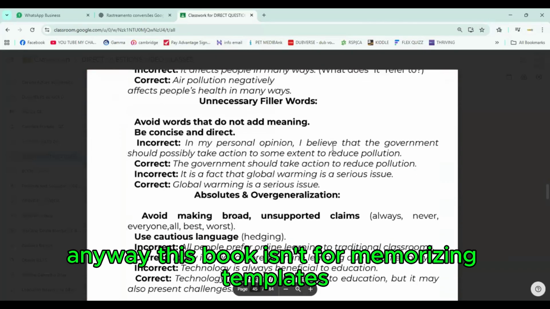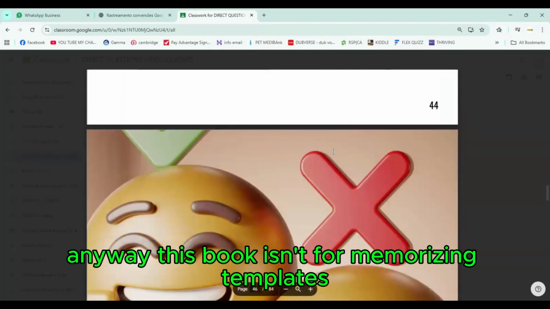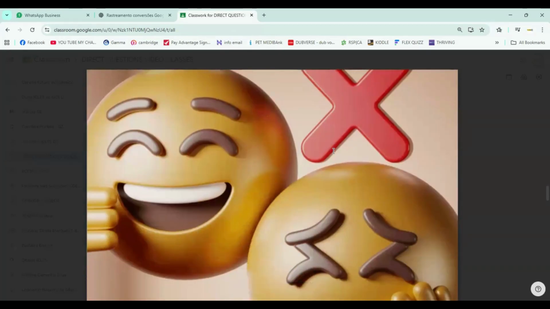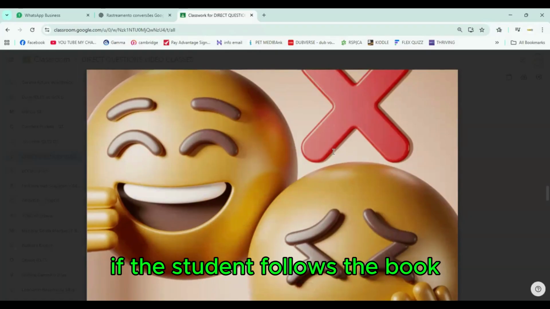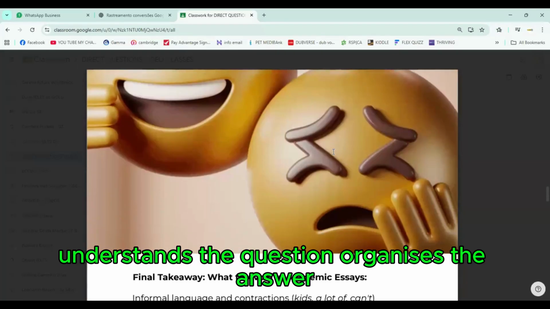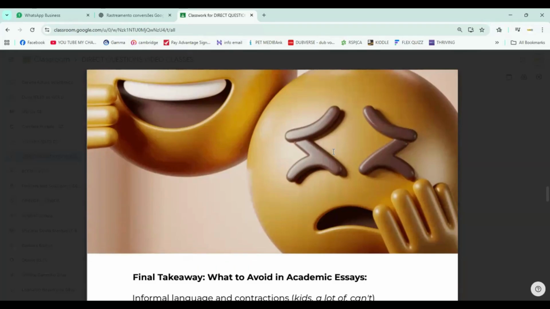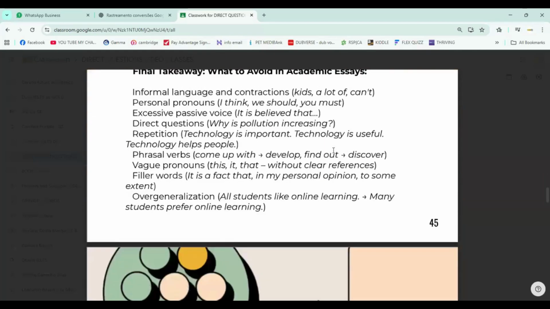Anyway, this book isn't for memorizing templates. It's to understand the logic of the direct question. If the student follows the book, understands the question, organizes the answer, writes clearly, then the score goes up. The score goes up a lot.